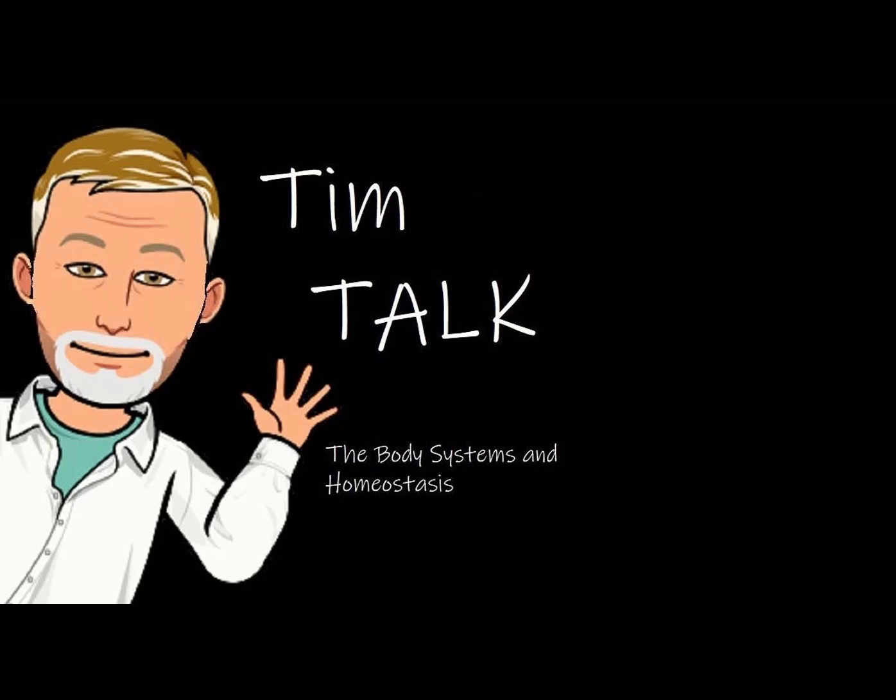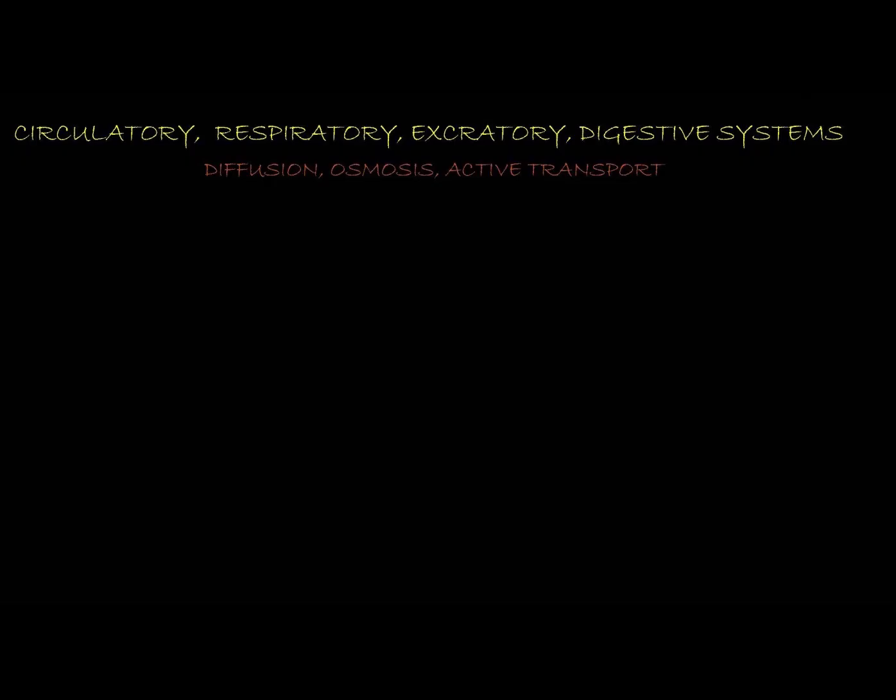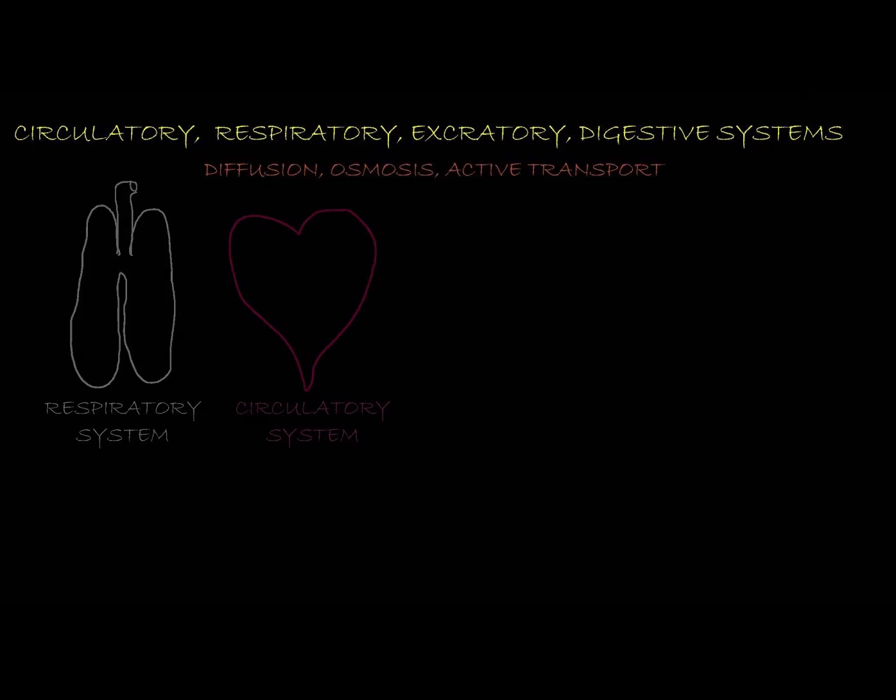Body systems and homeostasis. We're going to talk about how the different body systems help the body maintain homeostasis. The circulatory system, the respiratory system, excretory system, and the digestive system, and then how all that connects to the concepts of diffusion, osmosis, and active transport. Let's start with the circulatory system and the respiratory system.